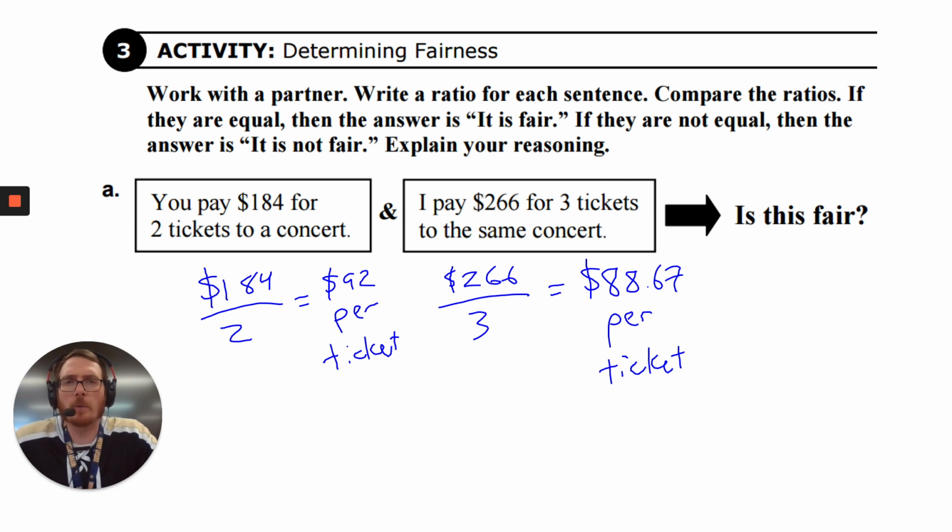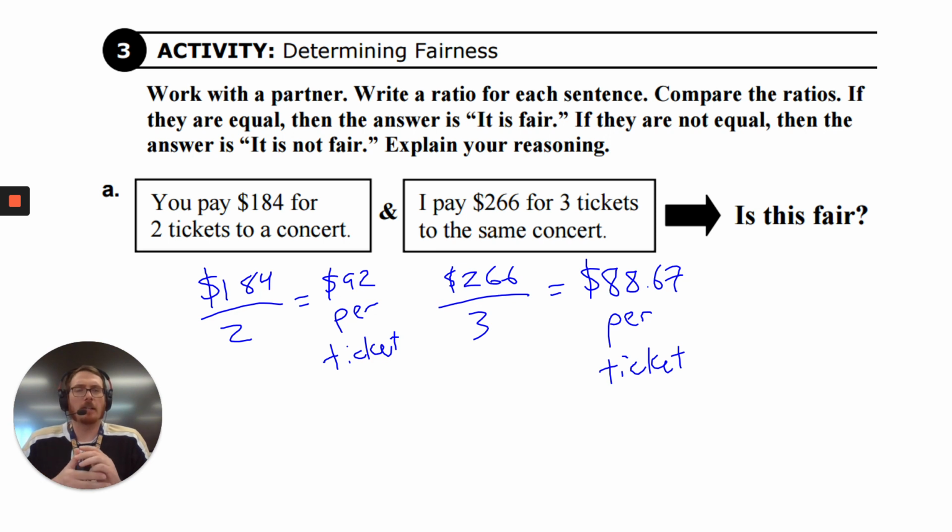The next set of questions just talks about if something's fair. So if you find the unit rate of both, that's probably the easiest way to conclude if something's fair or not. This first one ends up being $92 a ticket when you divide out. This one's $88.67. The question of fairness might depend on the situation. So just per ticket, it seems like the one's cheaper than the other.